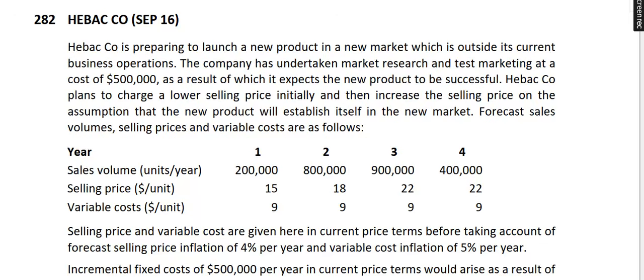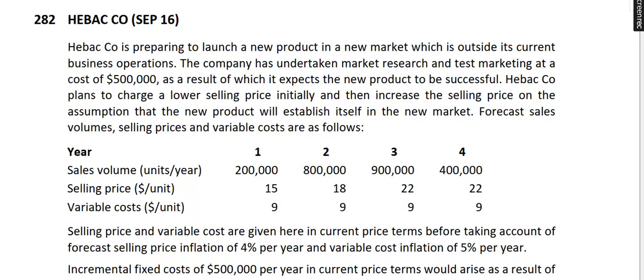Okay, so let's start. The question says, Hebert company is preparing to launch a new product in a new market which is outside its current business operations. The company has undertaken market research and test marketing at the cost of $500,000, as a result of which it expects the new product to be successful.